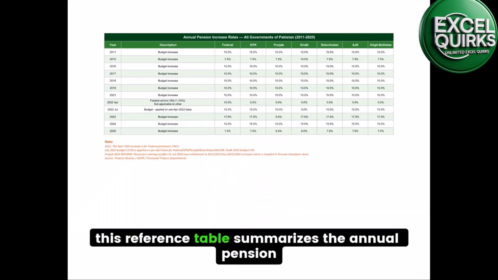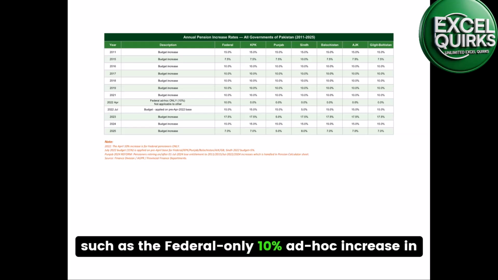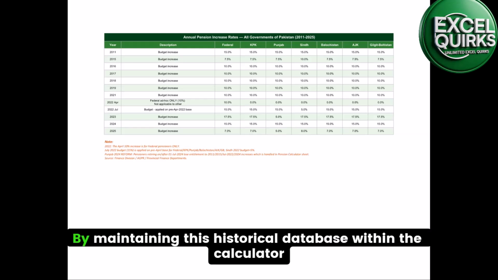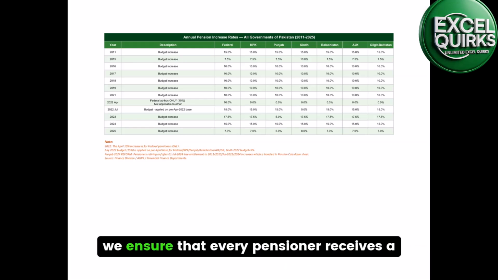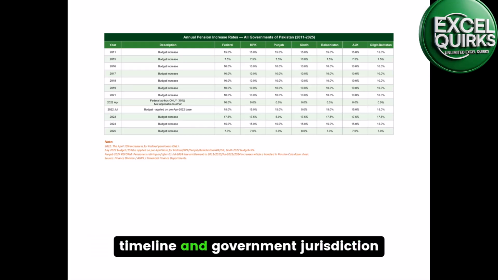Finally, this reference table summarizes the annual pension increase rates for all governments from 2011 to 2025. It highlights the nuances we discussed earlier, such as the federal-only 10% ad hoc increase in April 2022, and the specific 5% increases in Punjab for 2023 and 2025. By maintaining this historical database within the calculator, we ensure that every pensioner receives a calculation tailored to their specific retirement timeline and government jurisdiction.